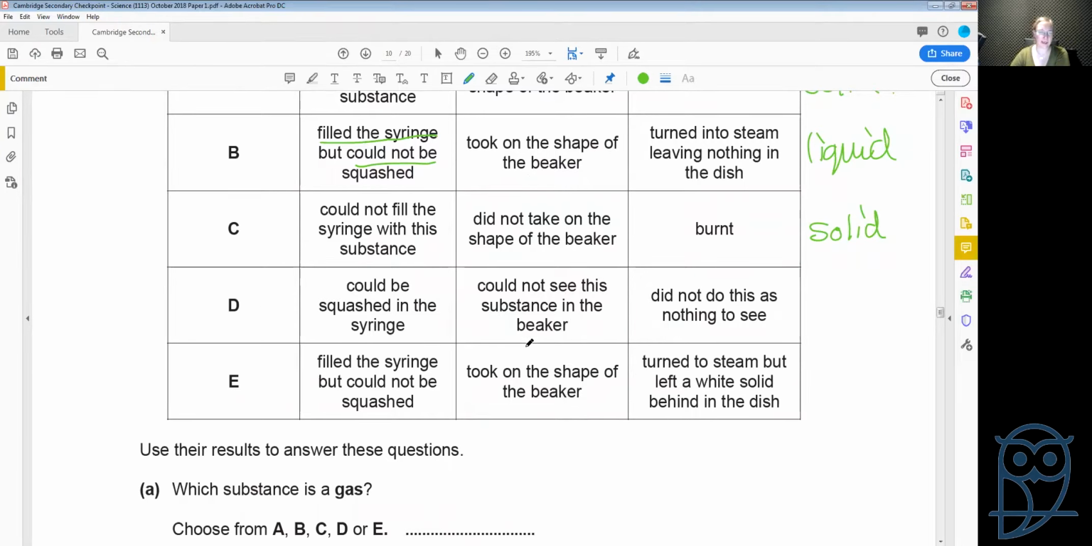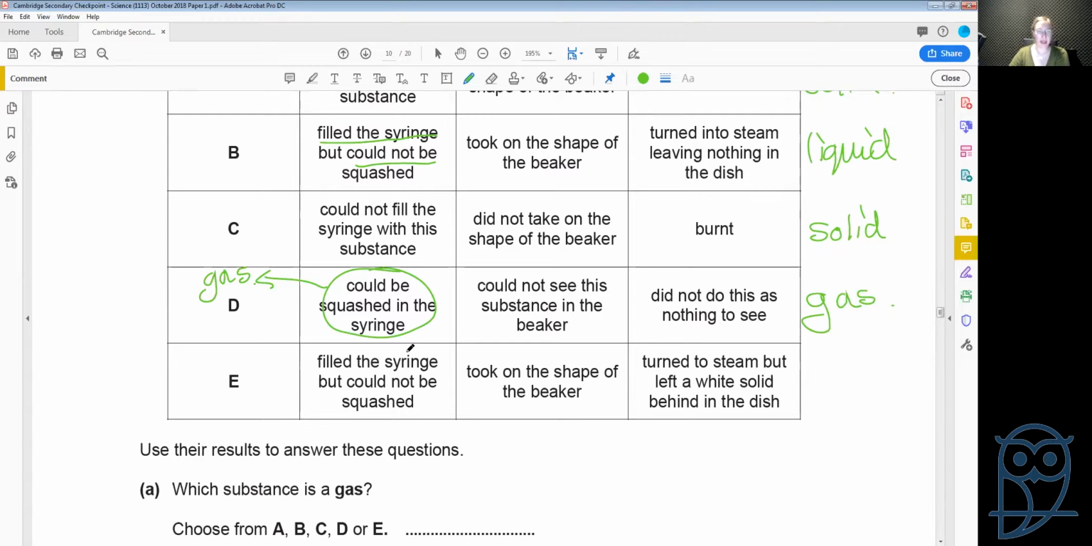Okay, test D said it could be squashed in the syringe. That right there tells me it's a gas. Okay, you could not see the substance in a beaker. So still a gas, because you can't really pour out gas. Did not do this as nothing to see. They couldn't heat it up. So it's a gas.